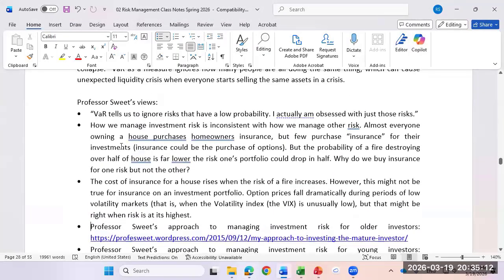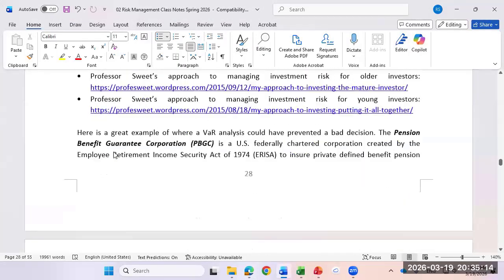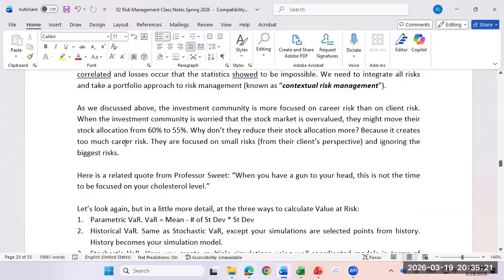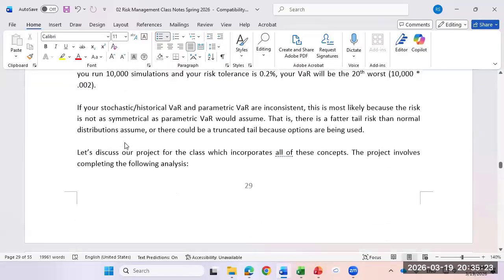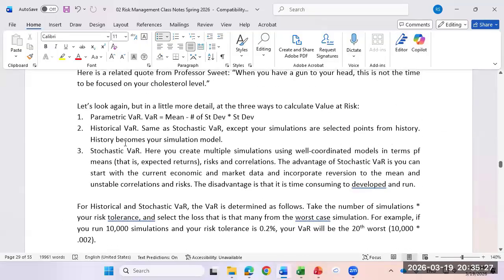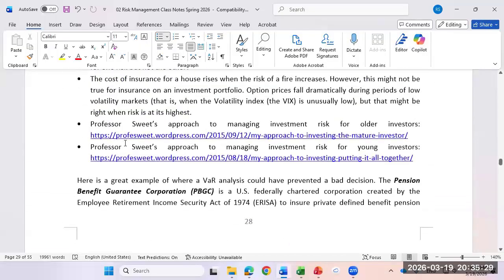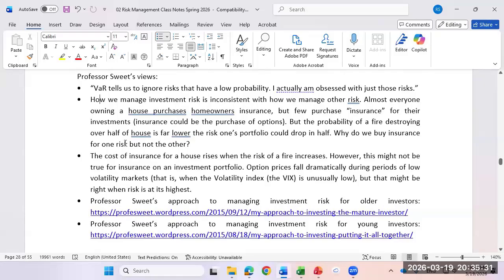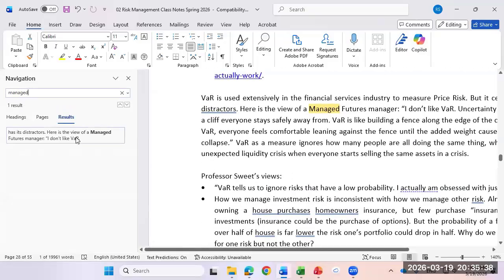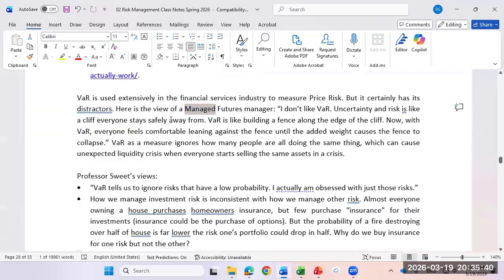I don't have this in my notes, but I had it somewhere. I must have taken it out of my notes. I don't remember. But I was talking to a managed futures manager. I don't see it in here. Let me see if I can find it. There it is. Where is that? Am I just not seeing it? All right, I put it up here.